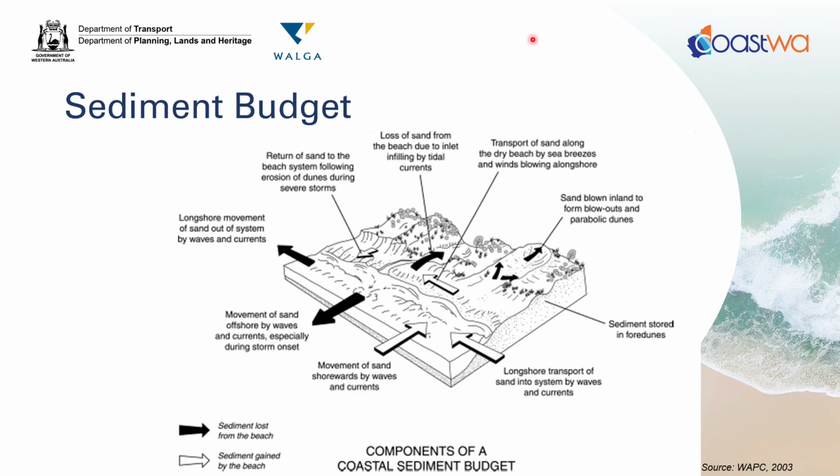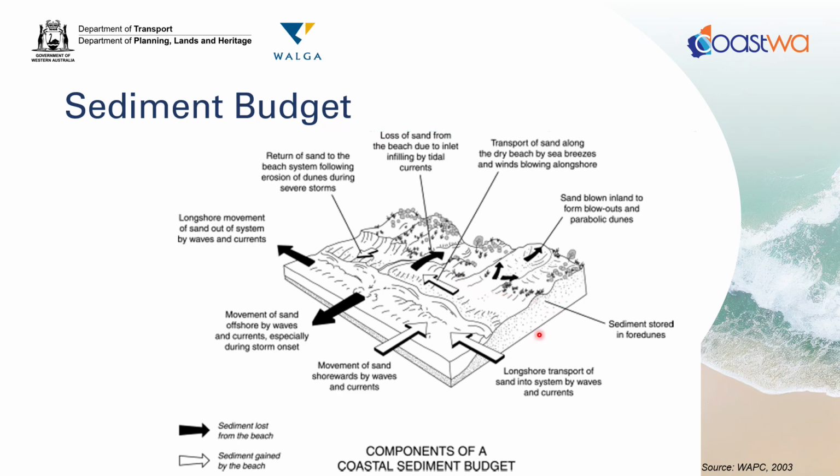So this figure just tries to show the key components of a coastal sediment budget. You've got longshore transport, transport into an area, out of an area, cross-shore transport, wind-blown sand, and blowouts. You also have potential loss due to inlet filling and other things which we haven't discussed today, but that is a process that can occur in certain areas.